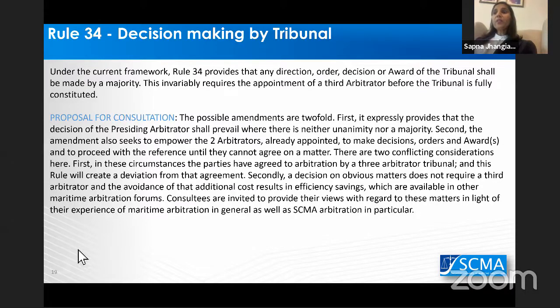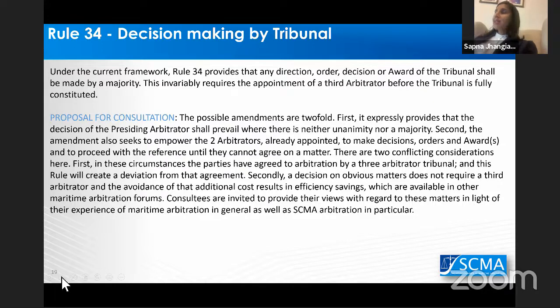Secondly, one advantage is that a decision on obvious matters does not require a third arbitrator and obviously will avoid the additional costs that would be expended where the input of a third arbitrator would be required. So consultees are invited to give their views on both these possible approaches, and there is a last amendment that is possible to Rule 34, which I shall move on to.